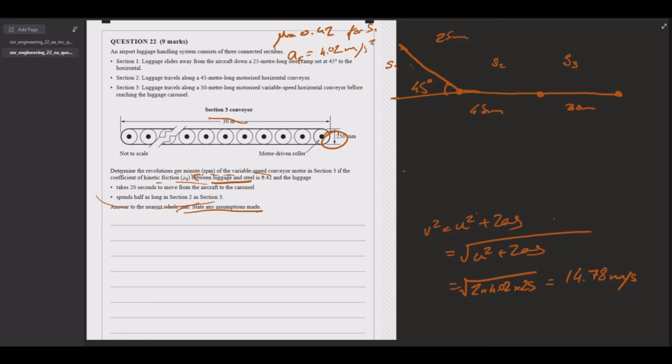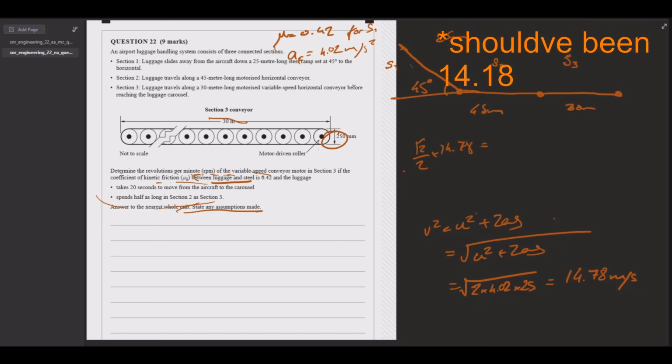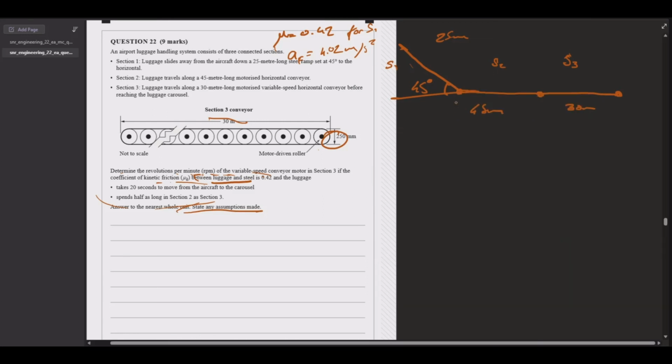So now that we know that the velocity coming off this ramp is 14.78 meters per second, the horizontal component of that is just root 212 times 14.78, which is 10.02 meters per second. Or... No, because we don't actually... Just realized that we don't actually need this. We just need time. I'm a doofus. Alright. So, that's so much for nothing.